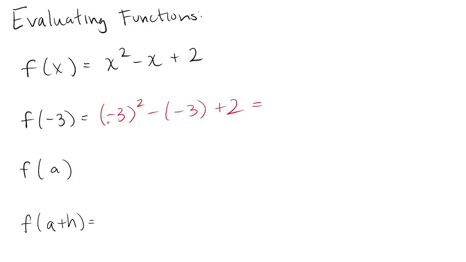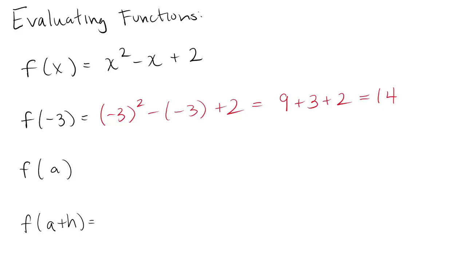Note the parentheses around negative 3 in the first spot indicating that we're squaring negative 3. Those aren't just for show. We need that there. Negative 3 squared is 9. Minus negative 3 becomes plus 3. Nothing happens to the constant term. We add all those numbers together and we get 14.